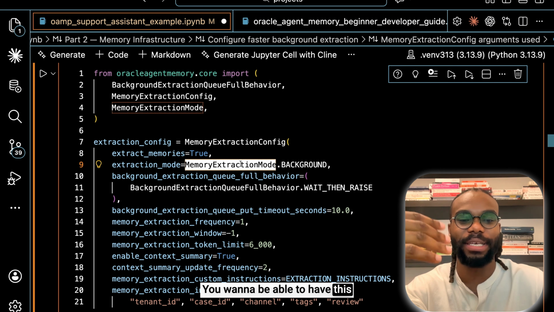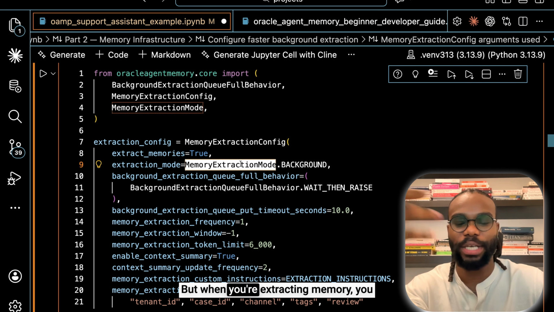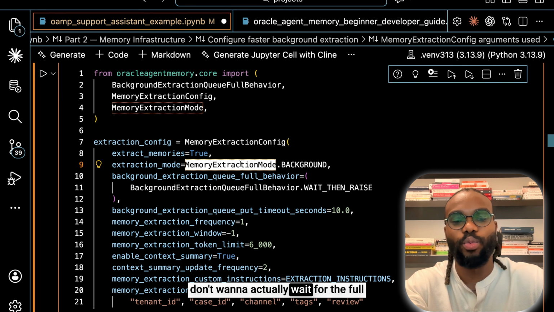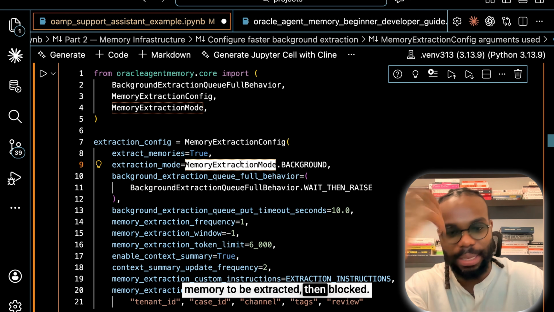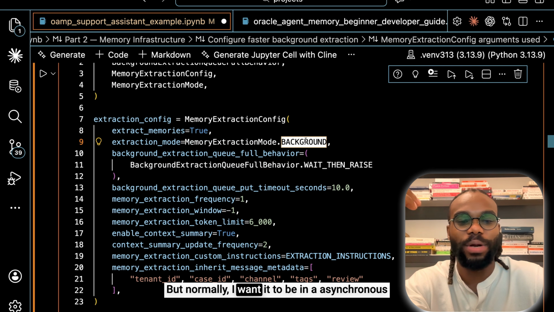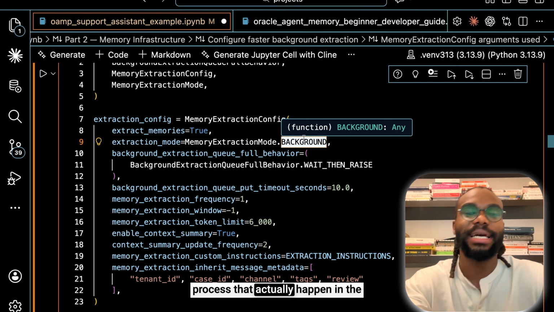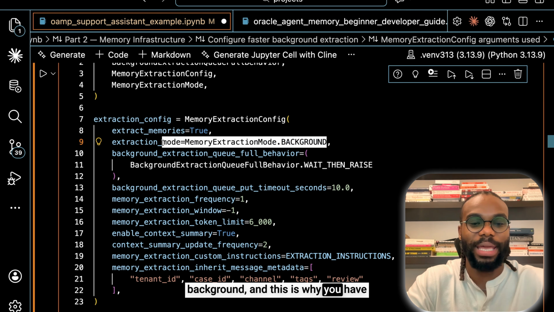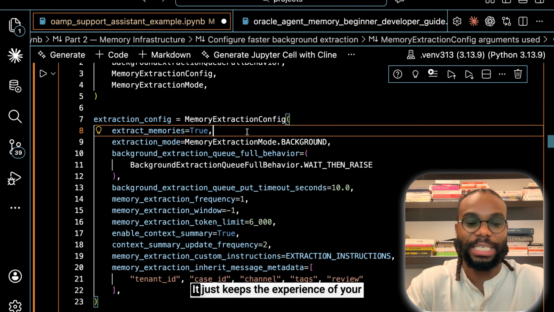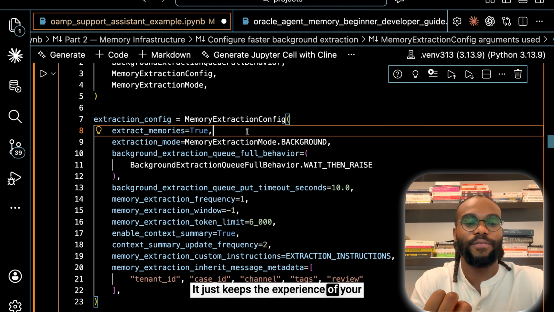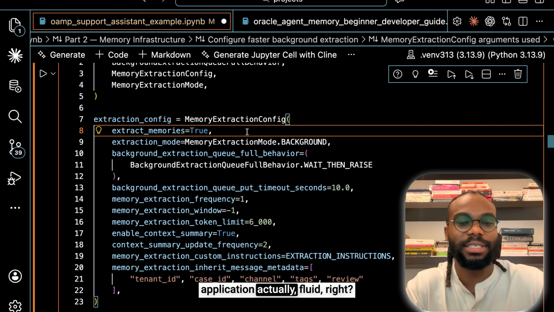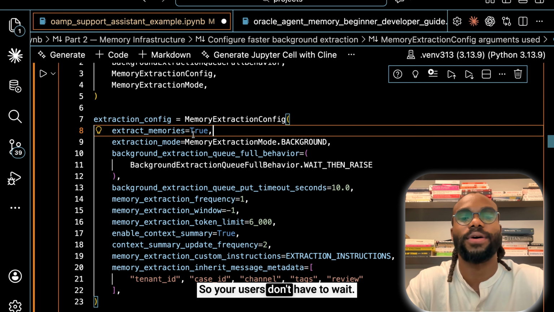You want to be able to have this back and forth with the user. But when you're extracting memory, you don't want to wait for the full memory to be extracted and be blocked. Normally I want it to be an asynchronous process that happens in the background. And this is why you have the extraction mode as background. It just keeps the experience of your application fluid, right? So your users don't have to wait.